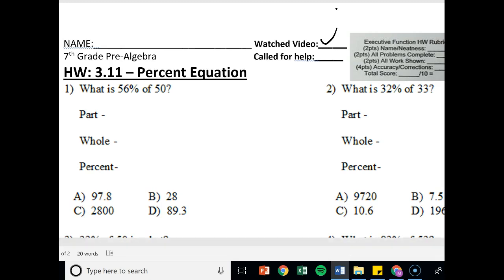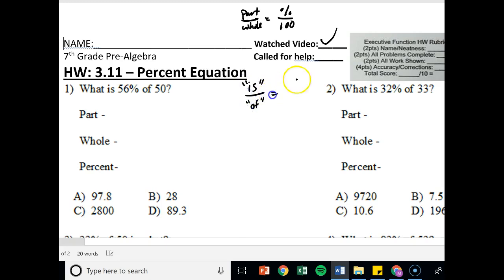So what you want to remember for this is that when we set up the percent equation, just like we did from our notes, you're going to have the part over the whole is equal to the percent over 100. And out of these, only one you will not know, and that's what you need to solve for. The key thing is remembering that part is the word is, whole is the word of, percent is obviously the percent sign, and over 100 every single time.